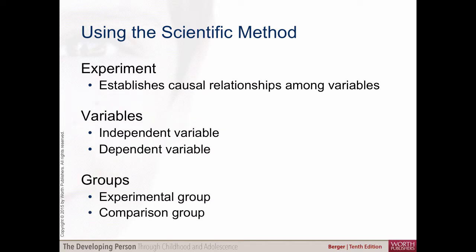There's something called experiment, variables, and groups. The independent variable is the variable that is introduced to see what effect it has on the dependent variable. The dependent variable is the variable that may change as a result of whatever new condition or situation the experimenter adds. The experimental group gets a particular treatment, which is the independent variable, and the comparison group, also called a control group, does not get any treatment.